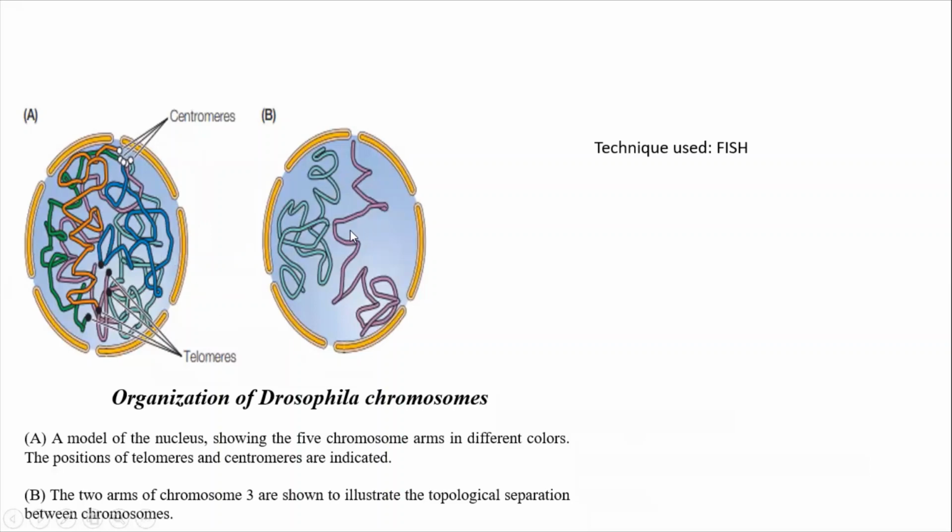Now, the same figure with the help of a color diagram. And the technique they have used is FISH, that is fluorescent in situ hybridization. We'll talk about the technique in the technique section. Now this is a model of the nucleus showing the 5 chromosome arms in different colors. The positions of telomeres and centromeres are indicated. Now where do you see the telomere and centromere positions? It is towards the inside, or the center, of the nucleus, right? Are you able to follow?